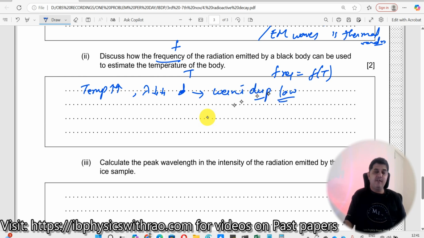Why am I using it here? Because of radiation. In radiation, there are only two laws. The first one is Wien's displacement law. The second one is the Stefan-Boltzmann law. Okay, so we are using this one here. Therefore, as temperature increases, wavelength decreases.